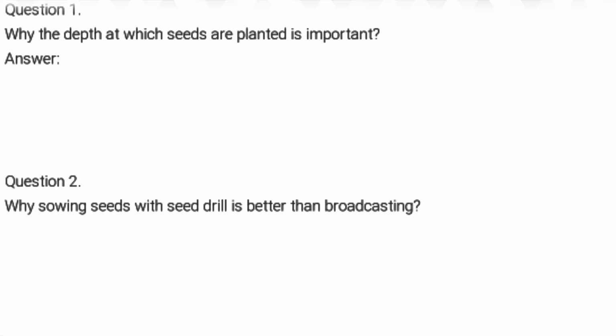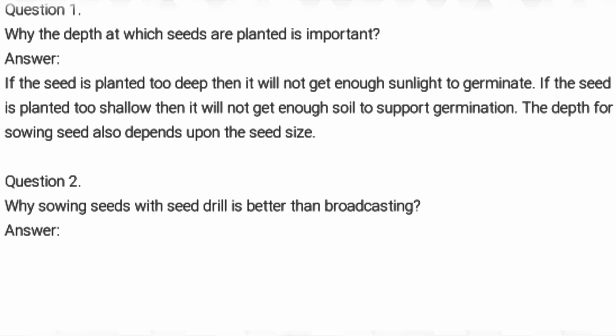First question is, why is the depth at which seeds are planted important? And the answer is, if the seed is planted too deep, then it will not get enough sunlight to germinate. If the seed is planted too shallow, then it will not get enough soil to support germination. The depth of sowing seeds also depends upon the seed size.